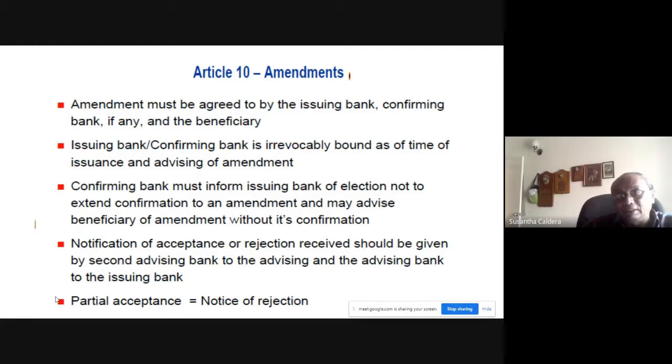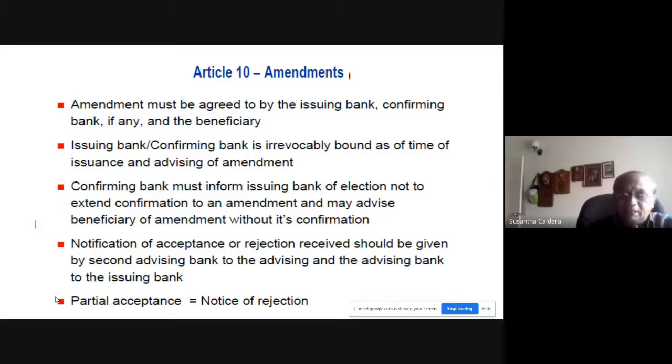The answer is they are not bound to issue the amendment. Right? But normally, 100% of the time, when we issue the LC, we do issue the amendment. But you have to go through the amendment and see that it is not going against the original LC.